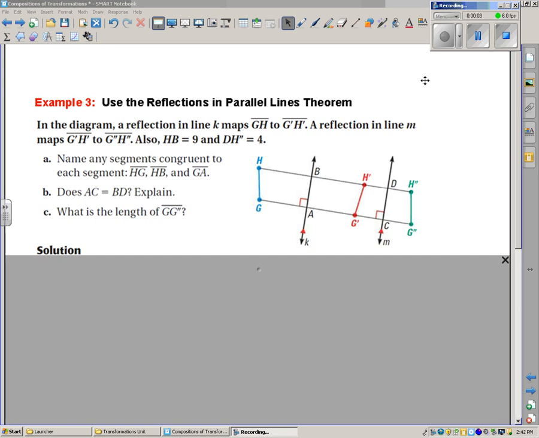So this is the second part of our compositions of transformations video, and we're going to use the reflections in parallel lines theorem. We're going to reflect the segment HG around line K and then reflect that around line M. So it's a double reflection in parallel lines. And we're asked a few questions here: naming some congruent segments to HG, HB, and GA, and also is AC equal to BD, and what is the length of G double prime?